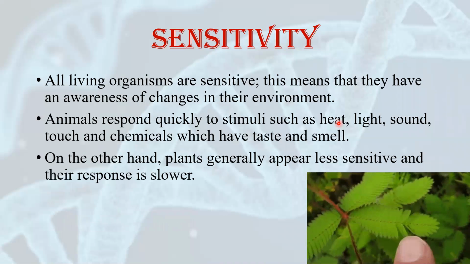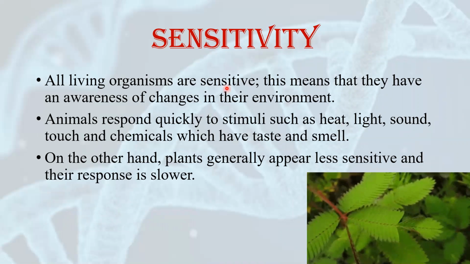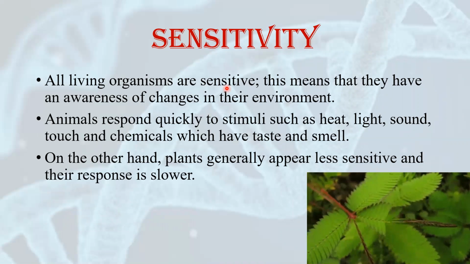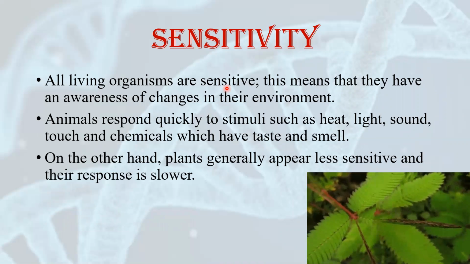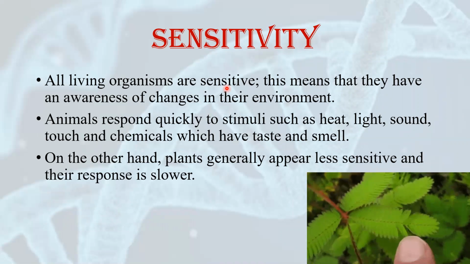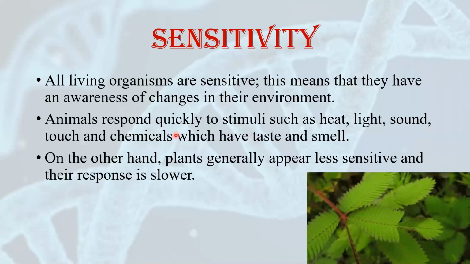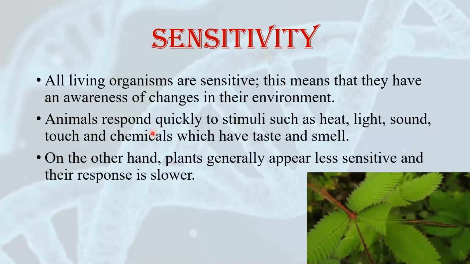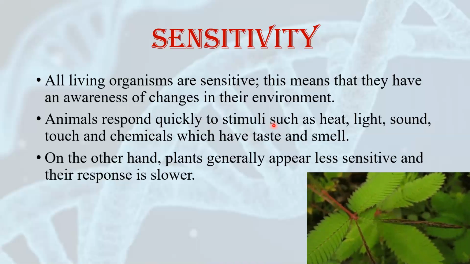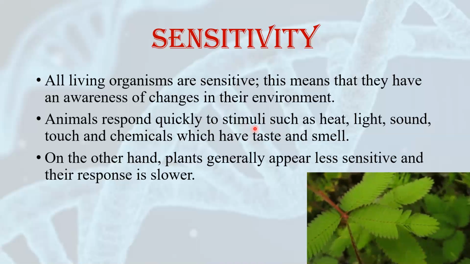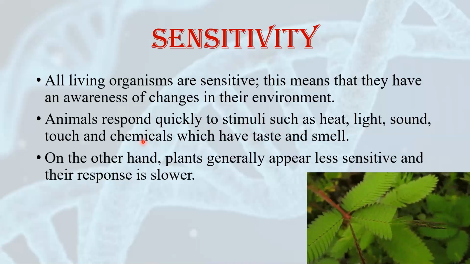Third is sensitivity. All living organisms are sensitive. What is the meaning of sensitive? Sensitive means all the living organisms are aware of changes in their environment. They can sense the changes from their environment, and they also respond according to these changes. Animals respond very quickly, but plants do not respond very quickly. They are less sensitive. Animals respond to certain stimuli. Stimuli means the external changes that occur in the environment. So animals respond quickly to stimuli such as heat, light, sound, touch, chemicals.